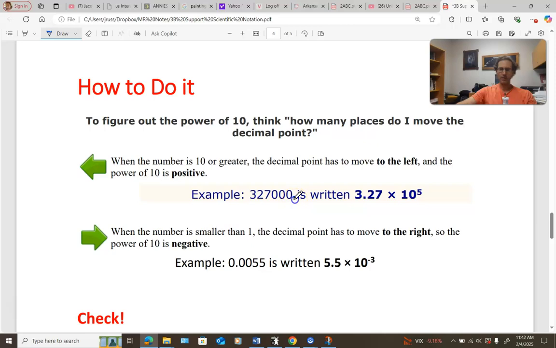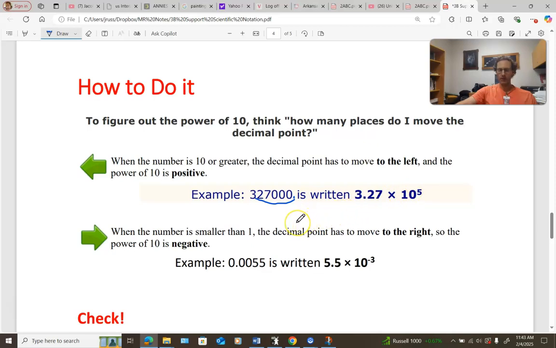So you've got to move it all the way between the 3 and the 2, to make it 3.27, because this number has to be between 1 and 10. And then you think, okay, well, how many places did I move it? Well, I moved it 5 places. So this has to become 10 to the 5th power. Okay? So when you're moving the decimal point to the left, you're going to need a positive power.